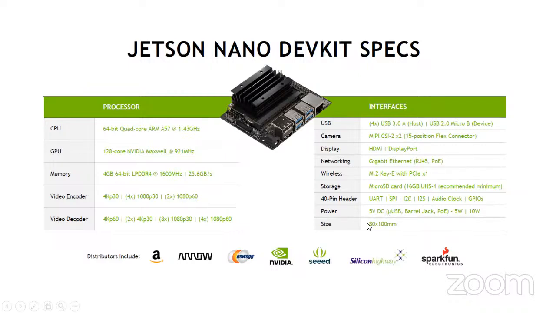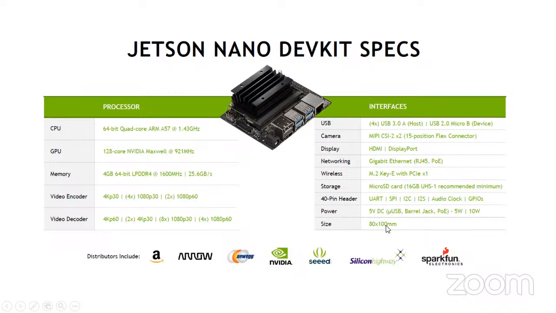Then there is the 5-volt input power supply, and you have multiple options. In the case of the 4GB variant, you can use micro USB, barrel jack, or power through Ethernet. So we can power up the Raspberry Pi or the Jetson Nano using Ethernet, but you need separate hardware for that. Also 5 watt, 10 watt connection. You can select between 5 watt low power or high power mode.